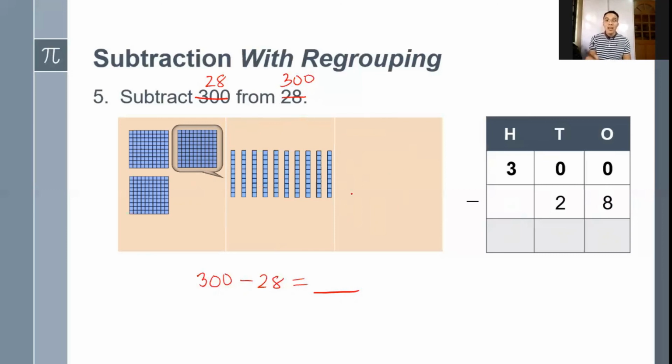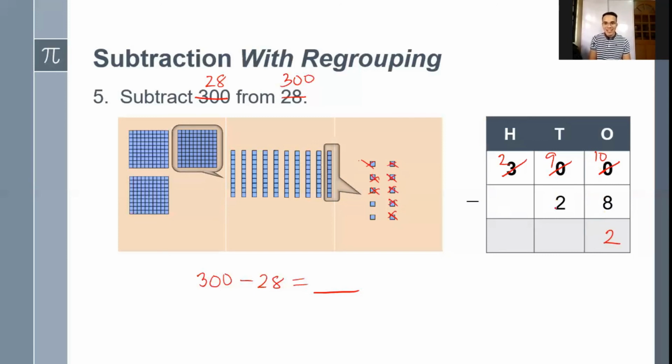So what we're going to do, regroup the tens. 1 ten is equal to 10 ones. So we have now here 200s. How many tens do we have left here? We have 9 tens. And how many ones? There are 10 ones. Okay? So we have 10 ones, take away 8 of them. 1, 2, 3, 4, 5, 6, 7, 8. 10 minus 8 is 2.